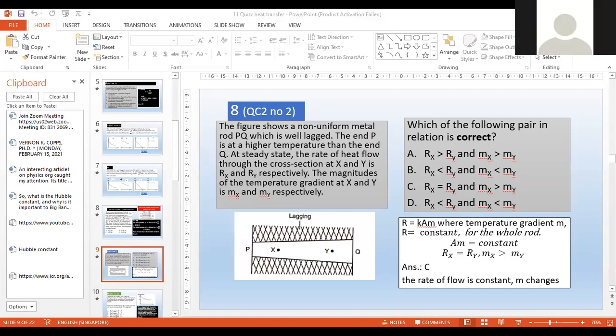Oh no, I got wrong. I put A. Number 8, you got it wrong. Number 9 also got it wrong. Number 7, you got it right.